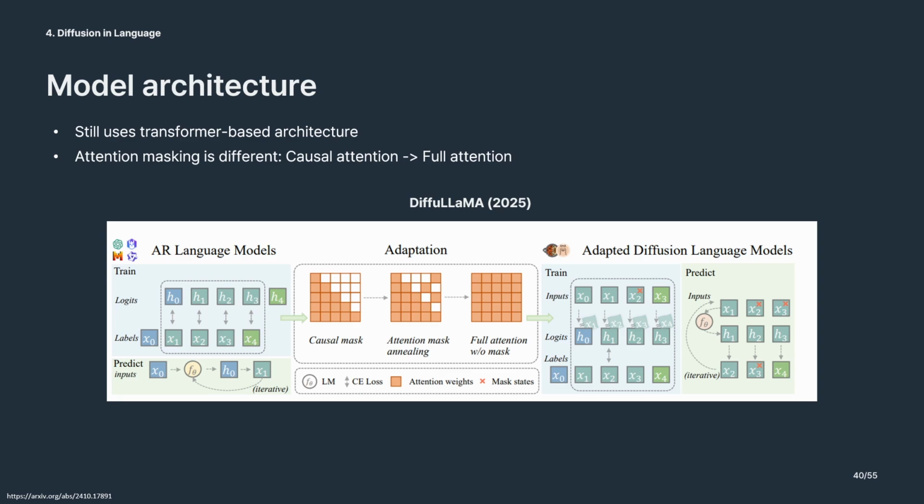Now, let's take a look at the model architecture. Much like their autoregressive counterparts, diffusion language models still rely on a transformer-based architecture. However, there's one key distinction: the attention mechanism. In AR models, causal attention is used to prevent the model from looking ahead, but in diffusion models, the generation is bidirectional. That means the model needs to consider both left and right context, so the attention mask is replaced with full attention. As shown in the DiffuLLaMA figure below, this transition involved annealing from causal to full attention during adaptation, enabling the model to perform iterative refinement across the entire sequence.